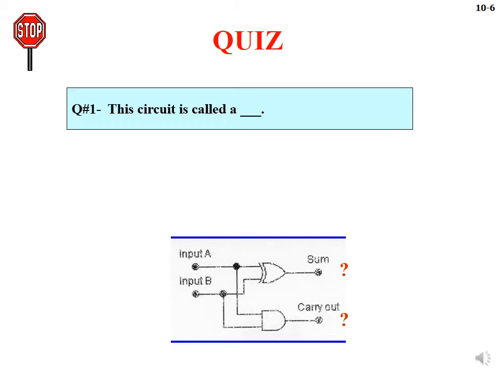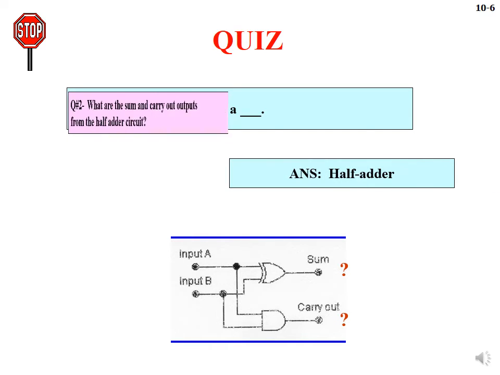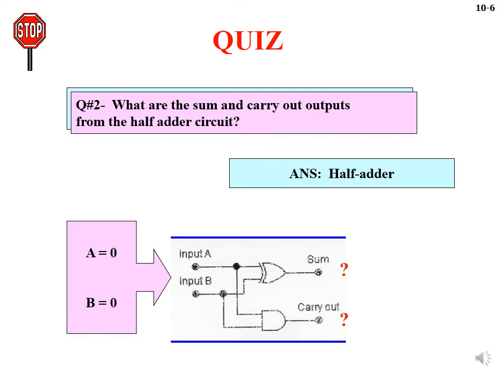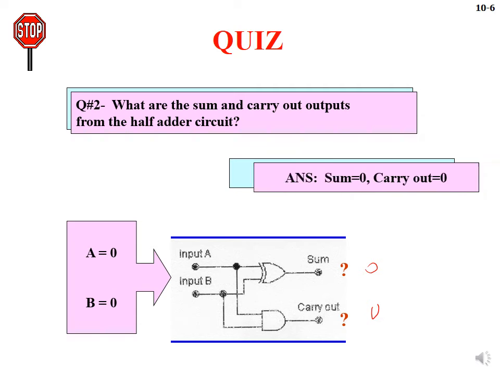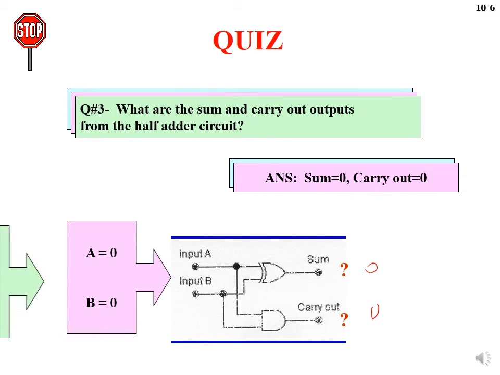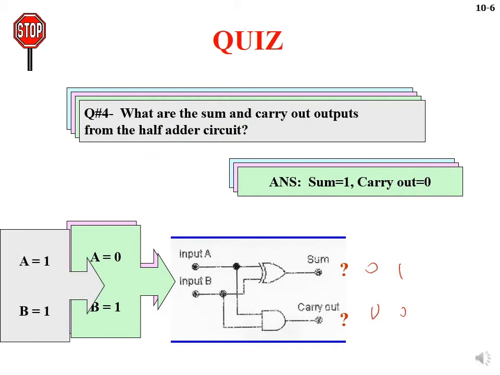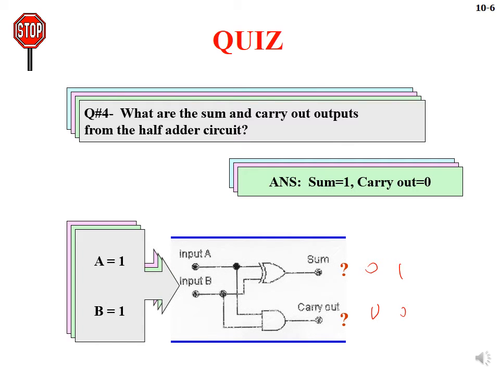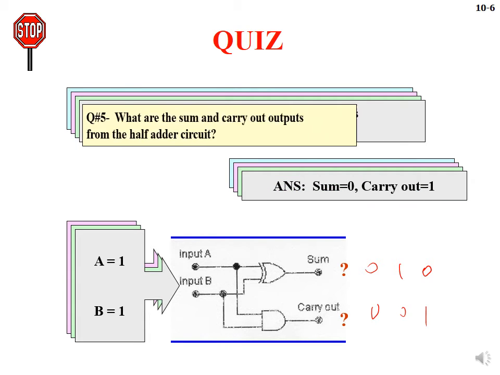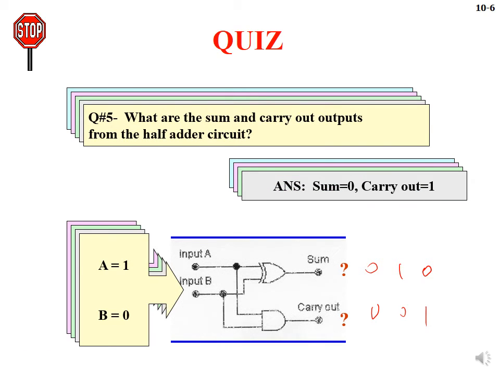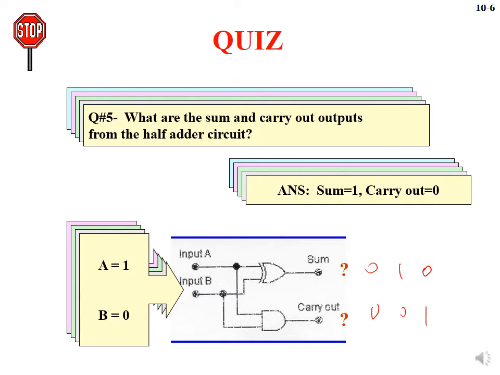Now, this is just the way it looks with logic symbols for a half adder. So with 0, 0, our sum's going to be 0 with 0 carry. If I have 0, 1, it's going to be 1 with 0 carry. If it's 1 and 1, it's going to be 0 with 1 carry. And another 1 and 0. There we go.